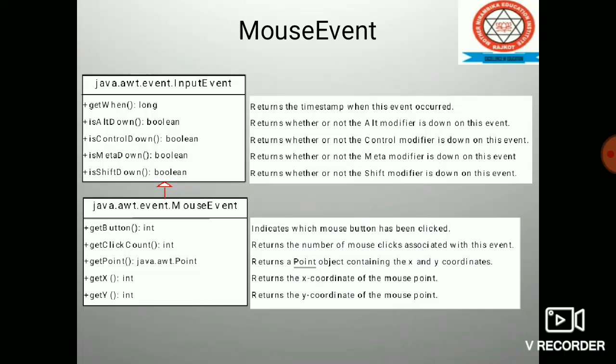Some MouseEvent class methods are given with their description. The main package required to use the MouseEvent class is the event package of the AWT package. Here getWhen, isControlDown, isMetaDown, isShiftDown, getButton, getClickCount, getPoint, getX and getY are all methods of the MouseEvent class. The description of each method is given, so just go through it.